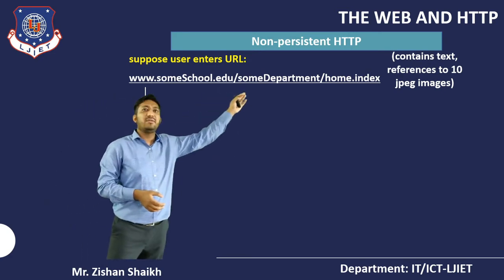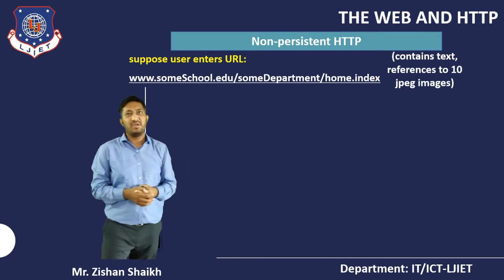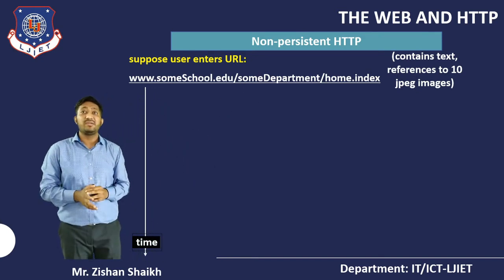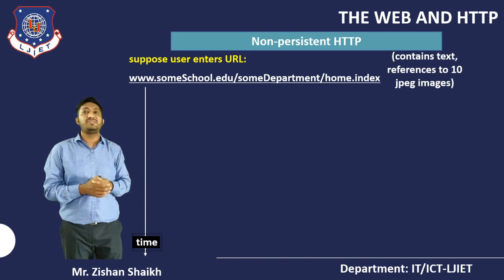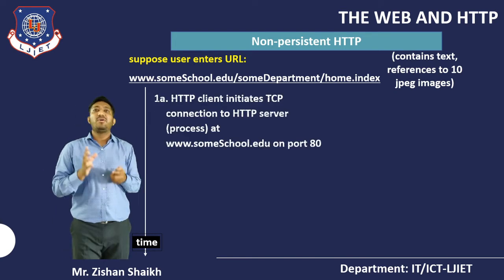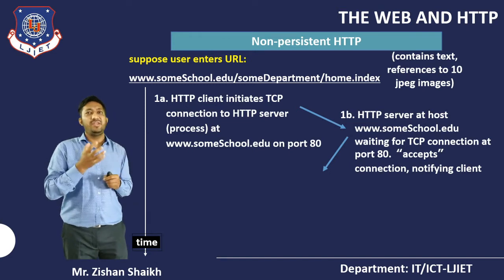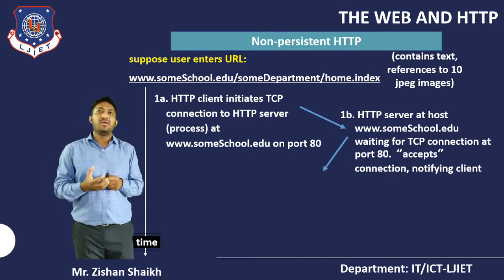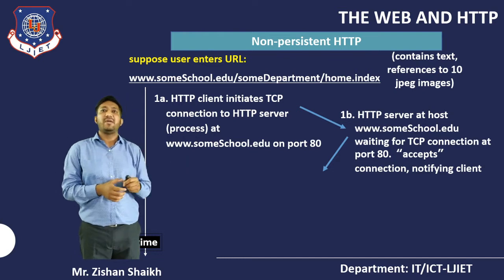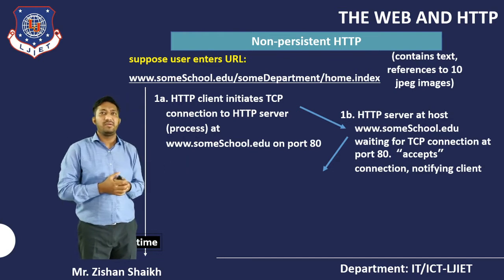That path contains 10 images. Now I want to download 10 images. How does non-persistent HTTP work? In the first step, the HTTP client initiates a TCP connection to the HTTP server, and the process begins.